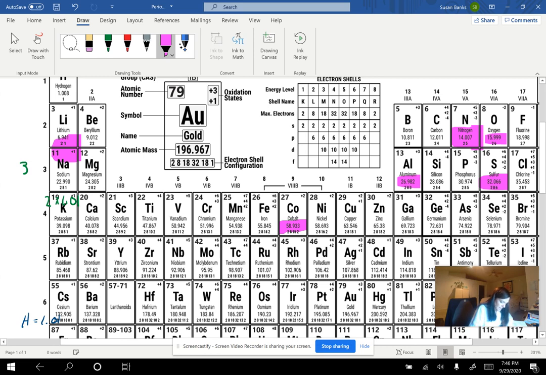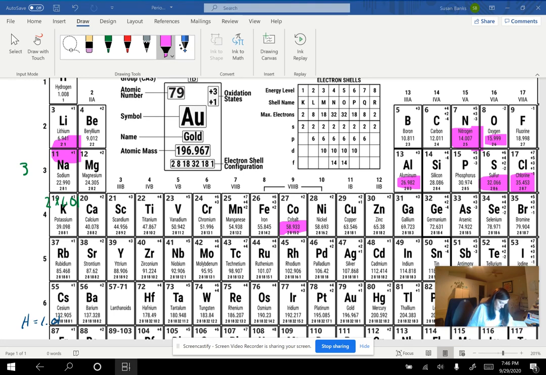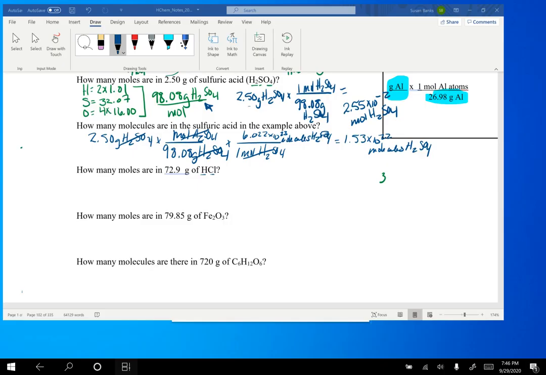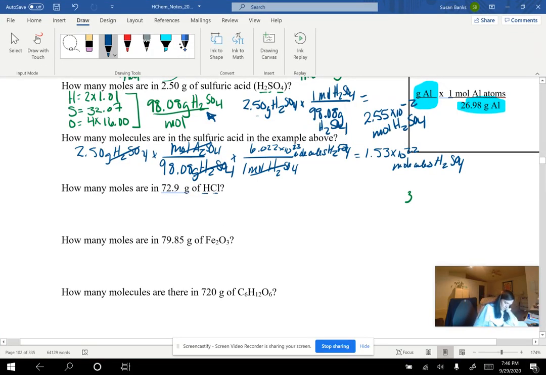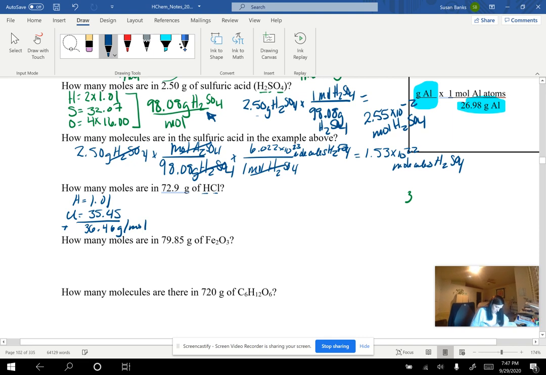So if I look at chlorine, it's right here. We have 35.45. So we're going to use 35.45 for our chlorine. So let's go back. So the hydrogen was 1.01. The chlorine is 35.45. We're going to add that up together to make hydrochloric acid. So we will get 36.46 grams per mole of hydrochloric acid.